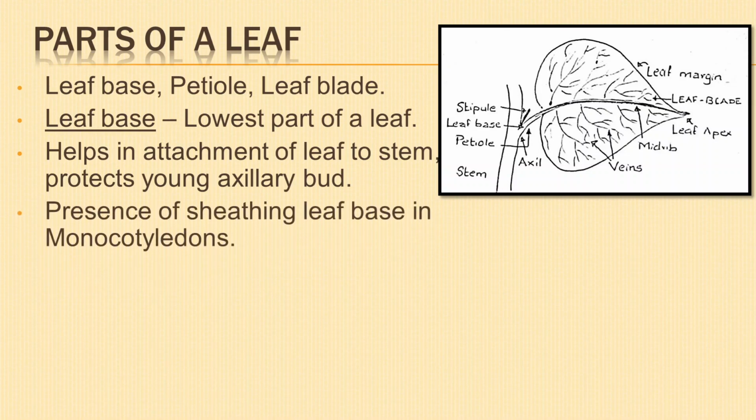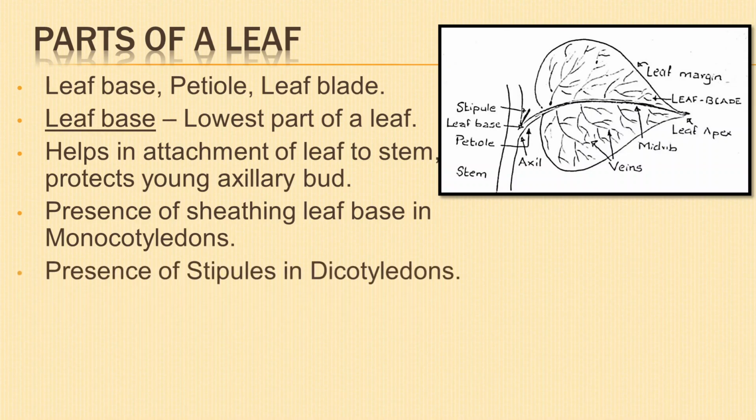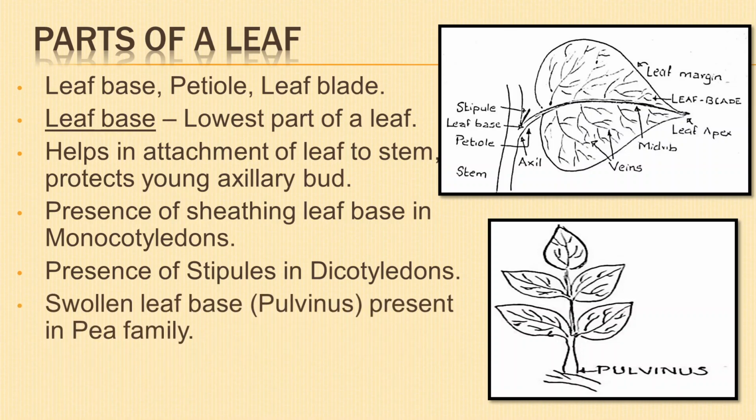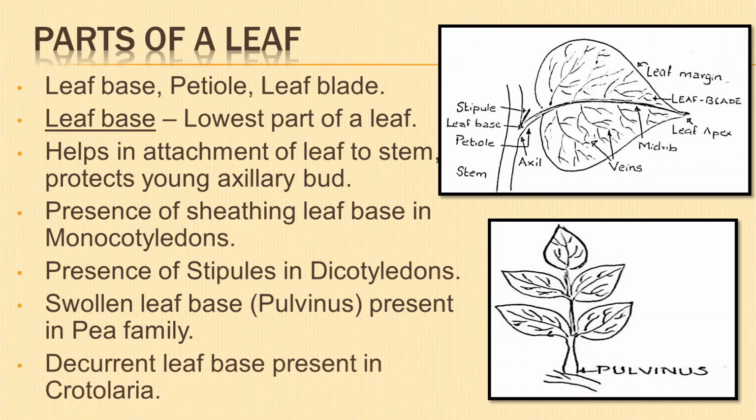Sheathing leaf base is of common occurrence in monocotyledons. In dicotyledons, two lateral appendages called stipules may develop at the juncture of the petiole with the stem. In the pea family, the leaf base is swollen and is known as the pulvinus. In some plants like Crotalaria, the leaf base becomes broad, flat, winged and encloses a part of the internode. The leaf base in this case is known as decurrent leaf base.